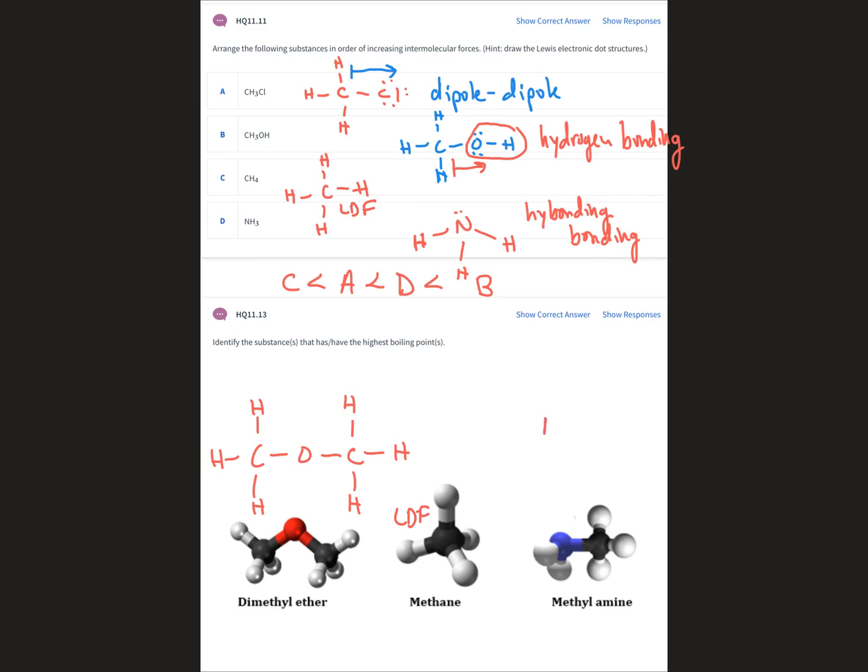However, the methylamine example, I will have hydrogens attached to the nitrogen, and I'll have hydrogen bonding, the strongest intermolecular force. Because it'll have the strongest intermolecular force, methylamine will have the highest boiling point of this series.